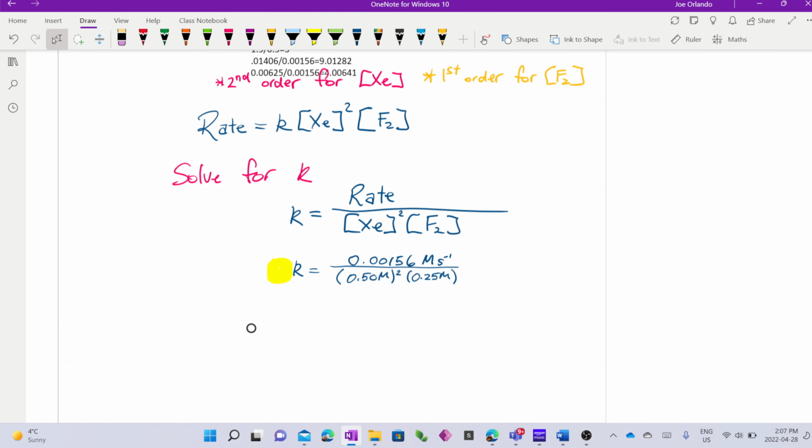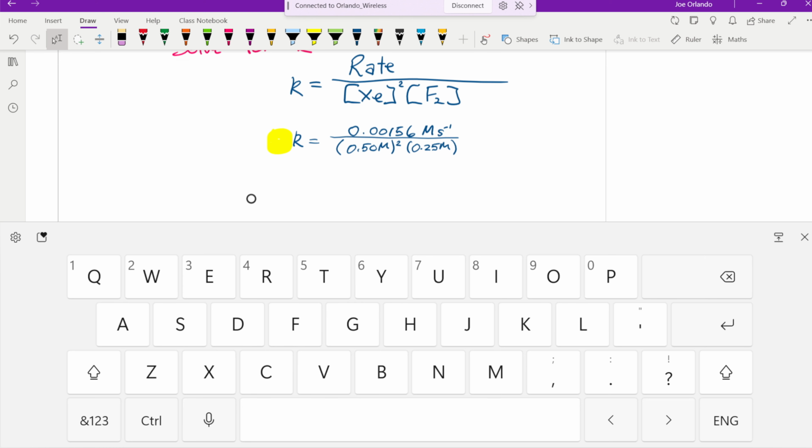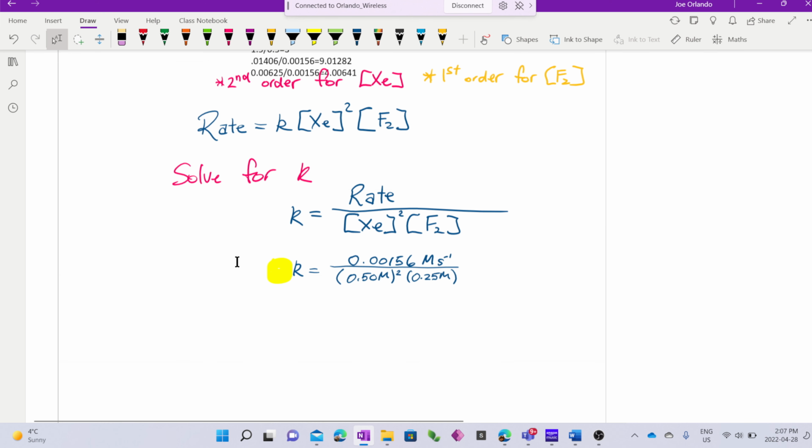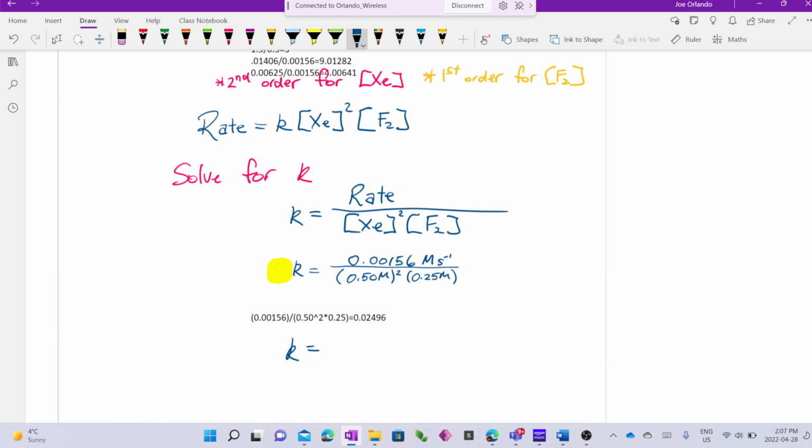Okay, maybe you can do that in your head, in which case, good for you. But you know what I can't do? That in my head. So I'm going to type it in. 0.00156 divided by, and if I'm going to use a calculator, I've got to make sure it's in brackets, 0.50 squared times 0.25, and that should equal 0.02496. And what will the unit be? Well, that molar will cancel with that molar. Molar squared per second. Per second, per molar squared.